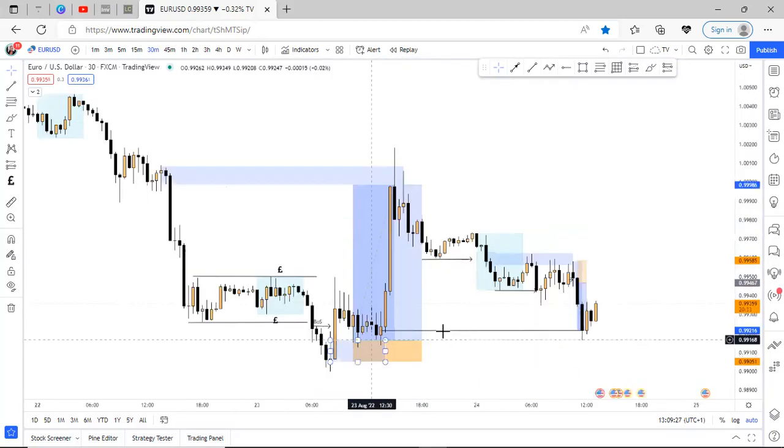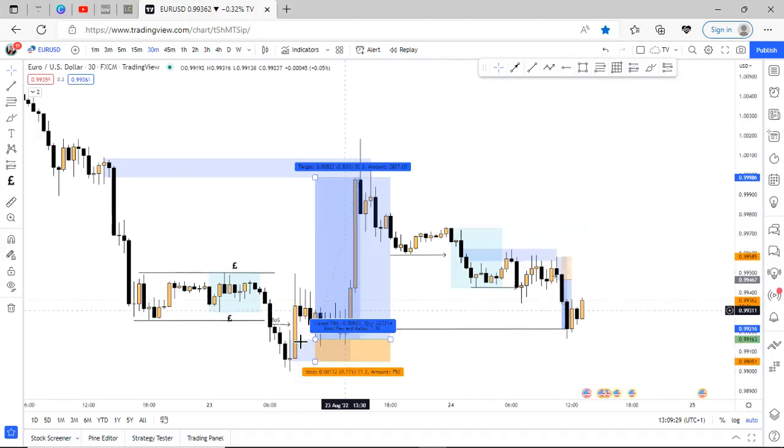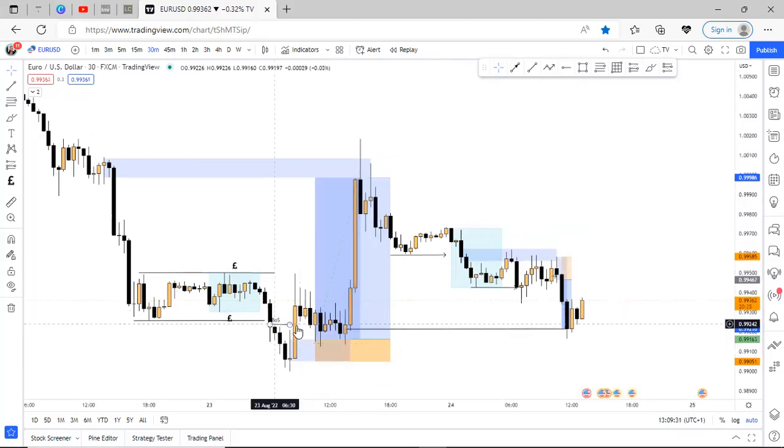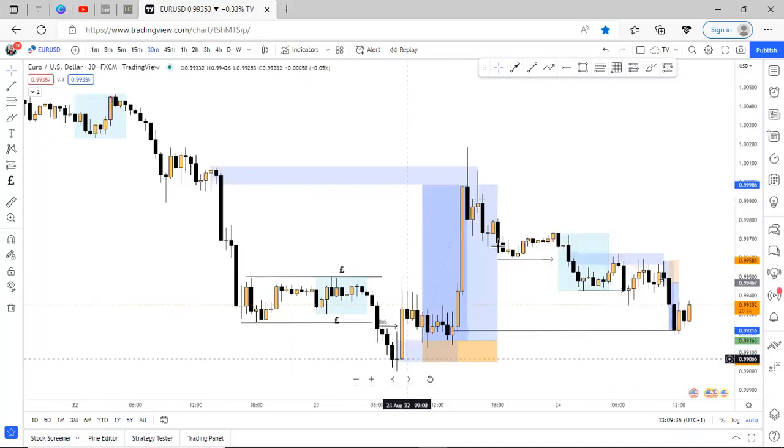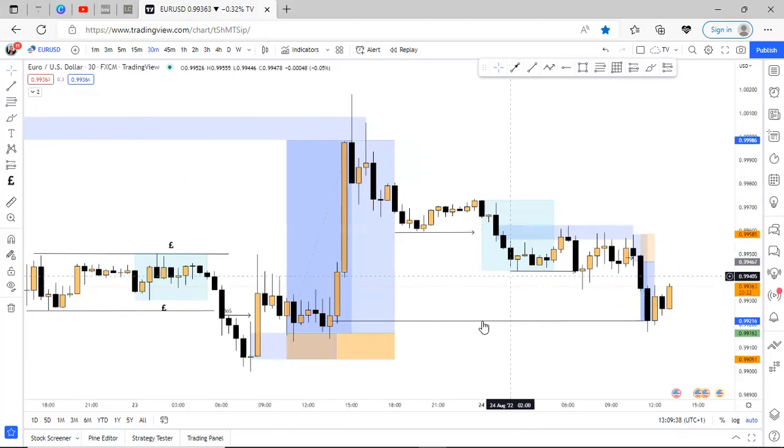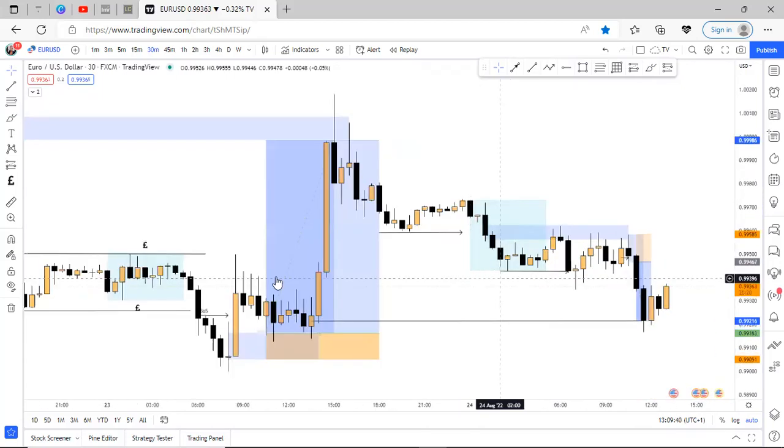So this was how I caught this buy trade, just by waiting for a break of structure right here and using the M5 demand zone. Okay, so that's that about that. And so this was on Tuesday.